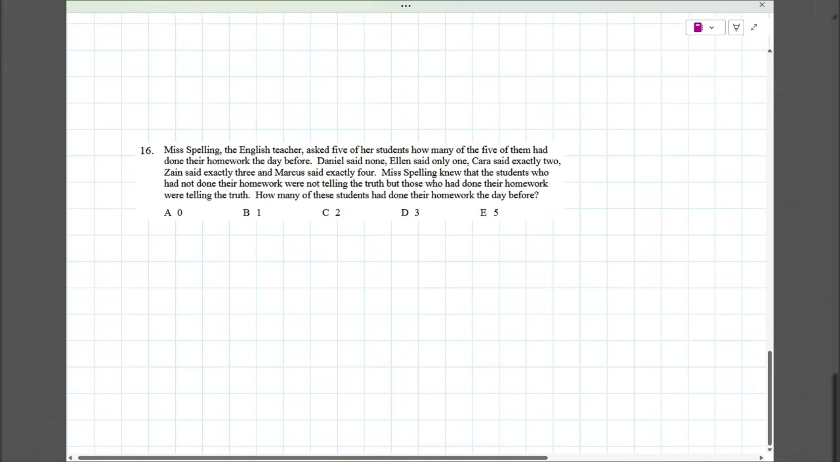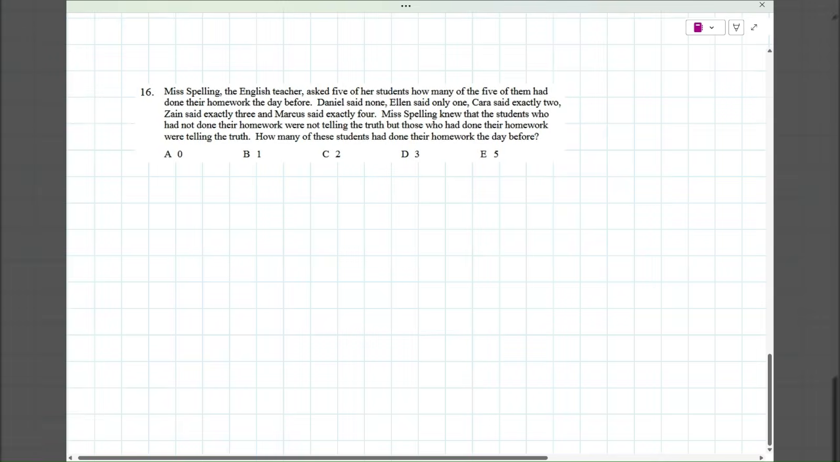Right. These logic ones, I've said this before, I find these really hard. And I have to be really careful. But with these logic questions, you're ultimately looking for contradictions. Now, they've all given different answers. And the ones who have not done their homework were not telling the truth. And those who had done their homework were telling the truth.